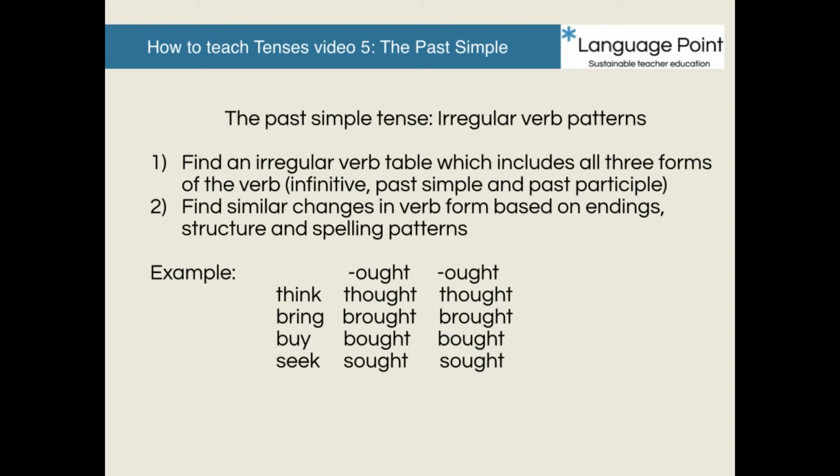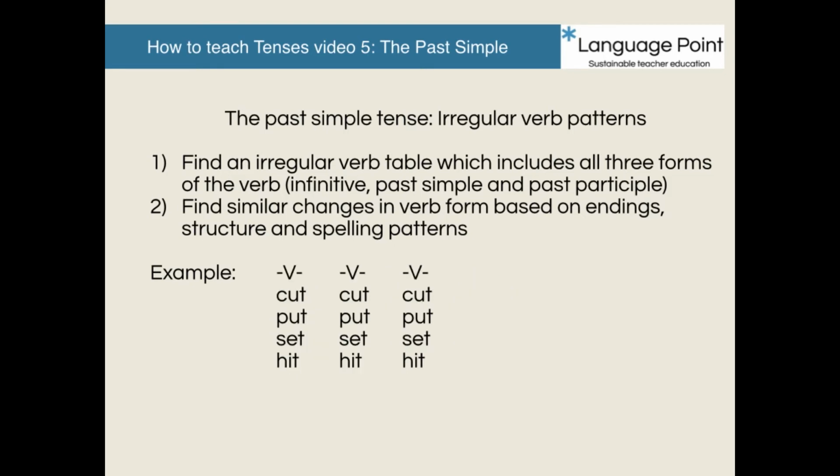Another example is the past simple and past participle forms having an ought sound. So think, bring, buy, and seek all take the same sort of past simple and past participle forms. Another example is short verbs with a single syllable. There's a big group of these which don't change at all. So the infinitive, the past simple, and the past participle forms are all the same.